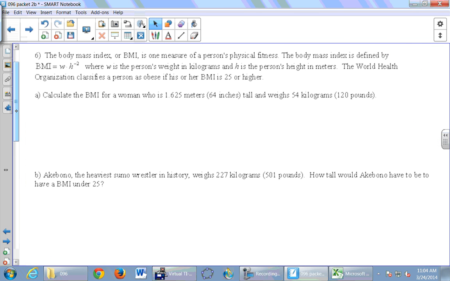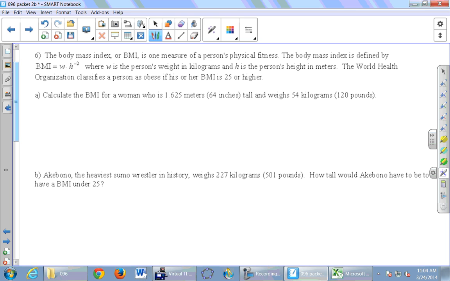Okay. Last thing we'll do, and then you guys have a lot of group work to work on today, is we're just going to speed through a couple of applications of negative exponents. Have you guys ever seen this acronym, BMI? Anybody know what it stands for? Body mass index, right? It's some kind of a measurement of a person's physical fitness.